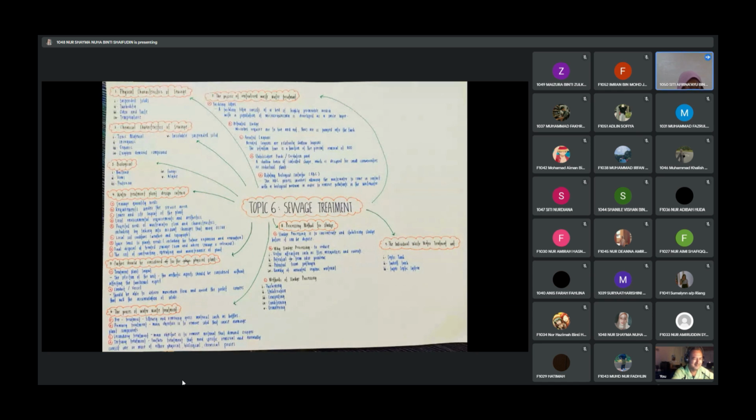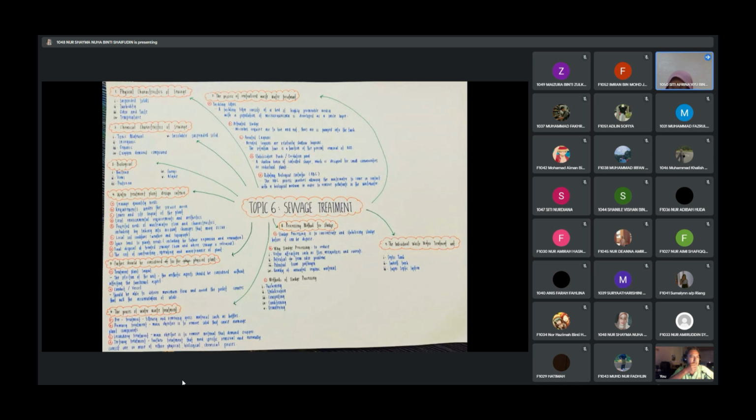Lepas tu yang keenam kita ada the process of wastewater treatment. Ada 4 jenis, pre-treatment, primary treatment, secondary treatment dengan tertiary treatment. Lepas tu kita ada proses to centralized wastewater treatment. Lepas tu kita ada process method to exclude.